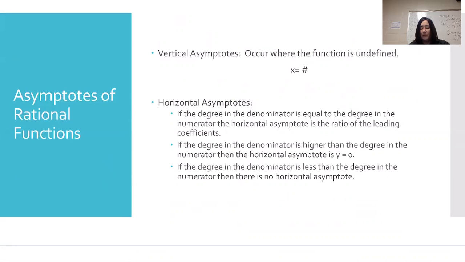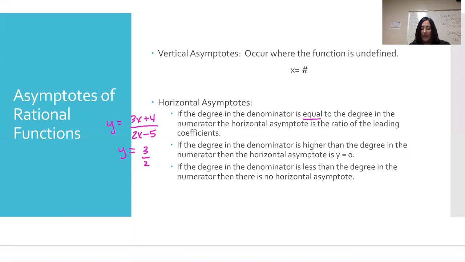1, if the degrees are equal, then it is the ratio of the leading coefficients. For example, if I have y equals 3x plus 4 over 2x minus 5, the degree on the top and the bottom are both 1. So your horizontal asymptote for that would be y equals 3 over 2. 3 is your leading coefficient in the numerator. 2 is the leading coefficient in the denominator.